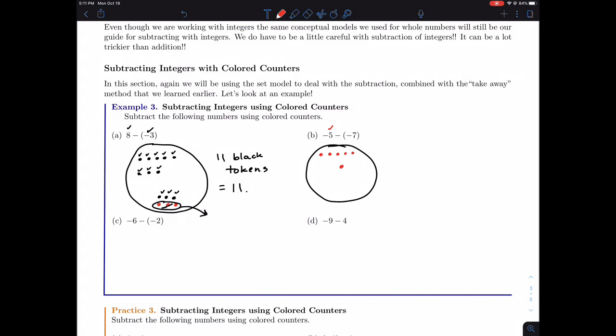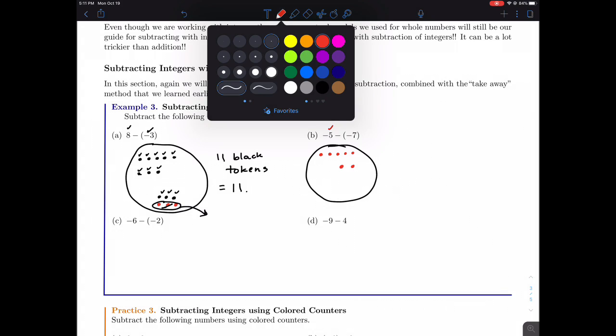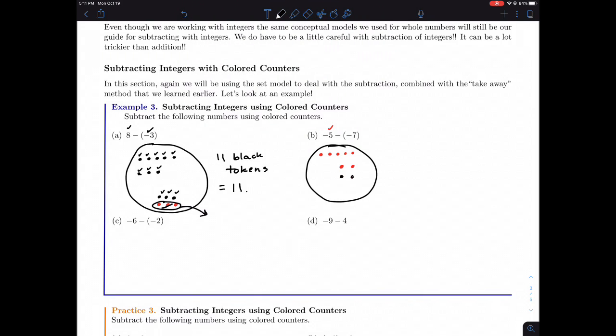that means if I want to take away 7, I need to add 2 more red tokens to this circle. But I can't just add 2 red tokens without pairing them with 2 black tokens to make sure that my overall circle still equals -5. So we're cleverly adding a 0 into these problems to make it do what we want it to do.